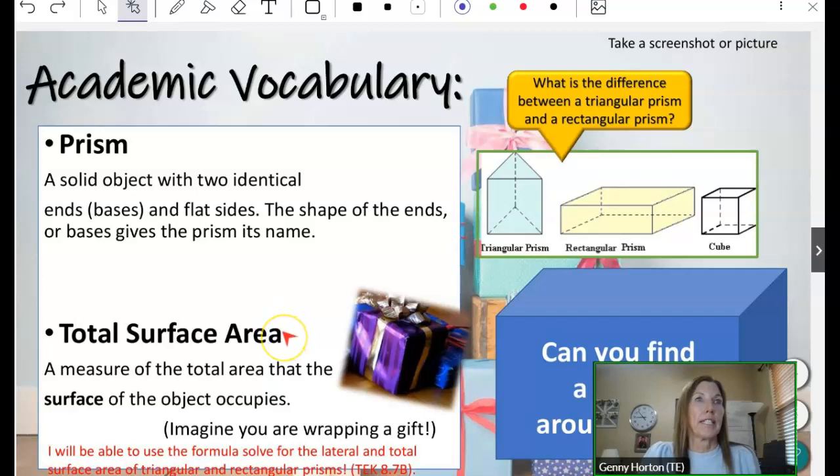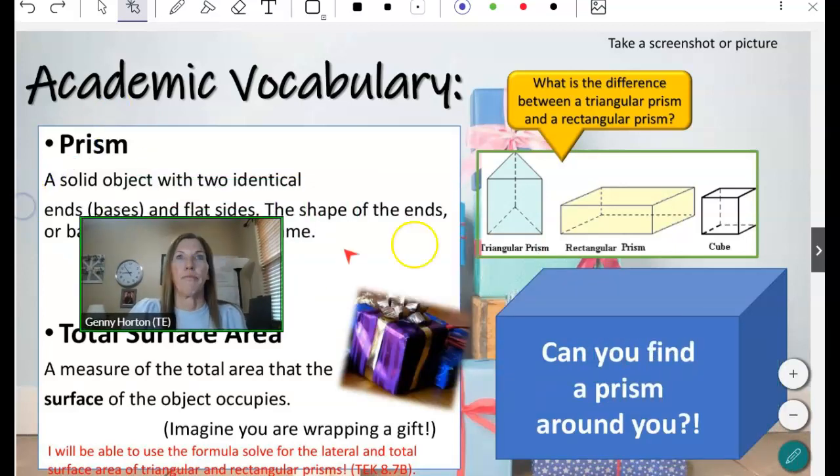Total surface area is a measure of the total area that the surface of the object occupies. Imagine you're wrapping a gift. If we had this box here and we wanted to put wrapping paper on it for a birthday, the outside wrapping paper is the surface area. Or if you wanted to paint a box, then the paint would be the surface area.